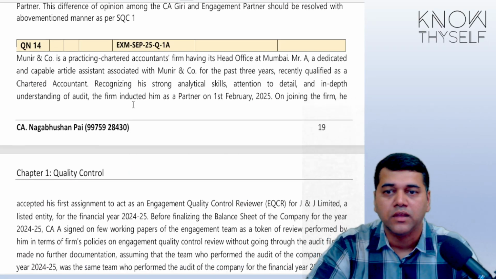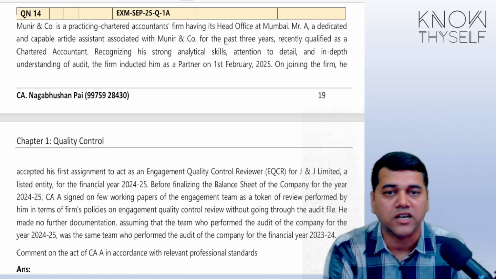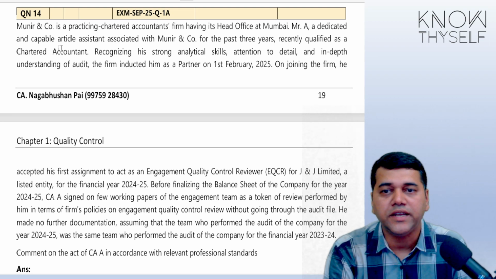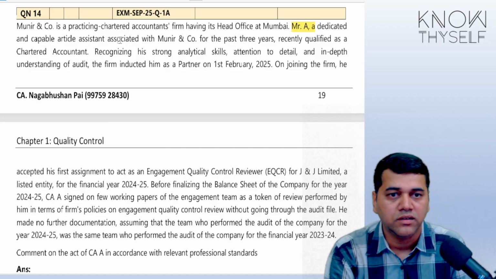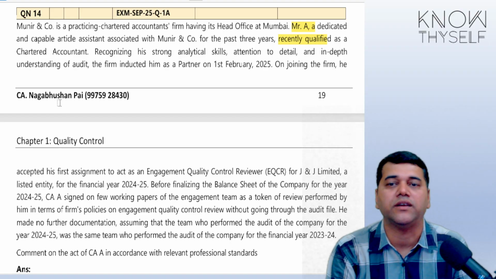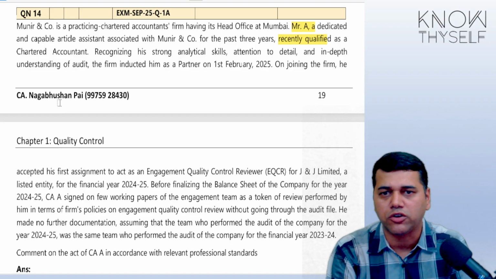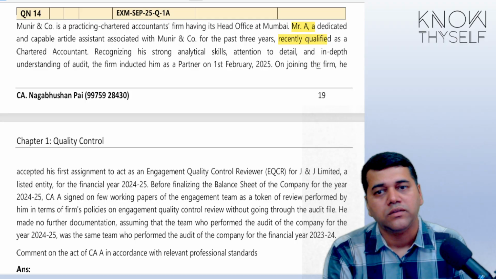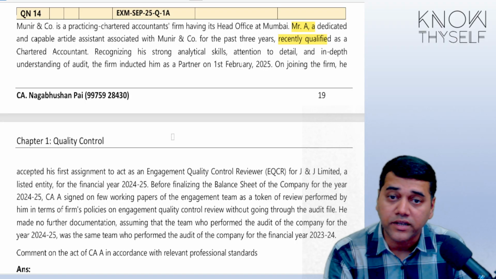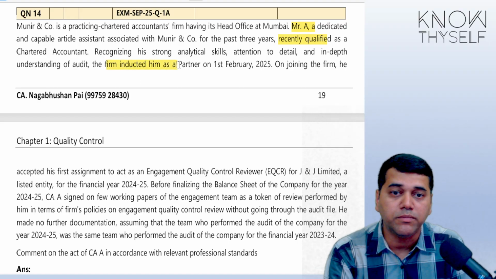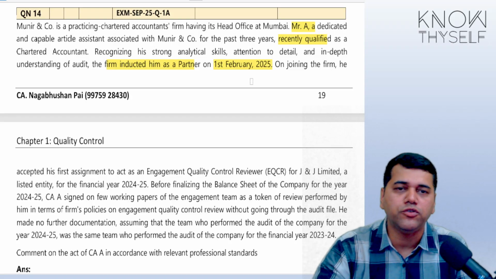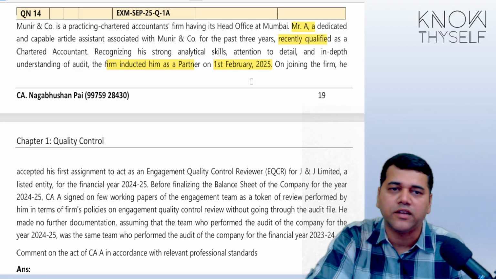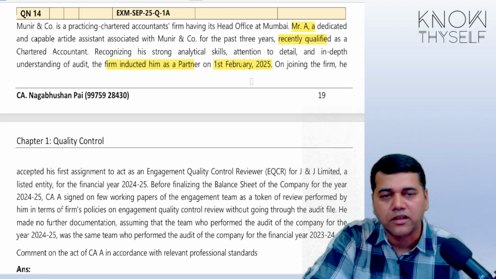Let us see that. Now Munir is a practicing chartered accountant. Mr. A is a dedicated and capable article assistant from the past 3 years, and he recently qualified as a chartered accountant. The crux is there is one article student, he got qualified. Now, since he was very capable and had good analytical skills, the firm inducted him as a partner on 1st of February 2025. This normally happens in the firm in which you had your articleship. There only you will be inducted as a partner if your skills are good.